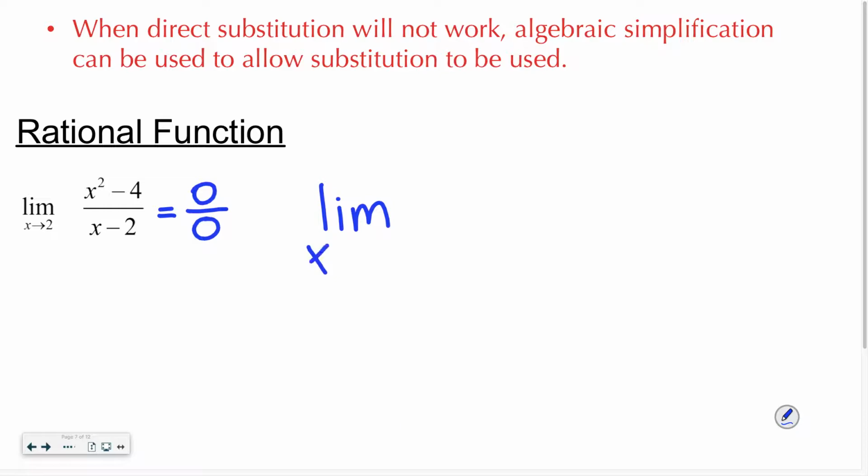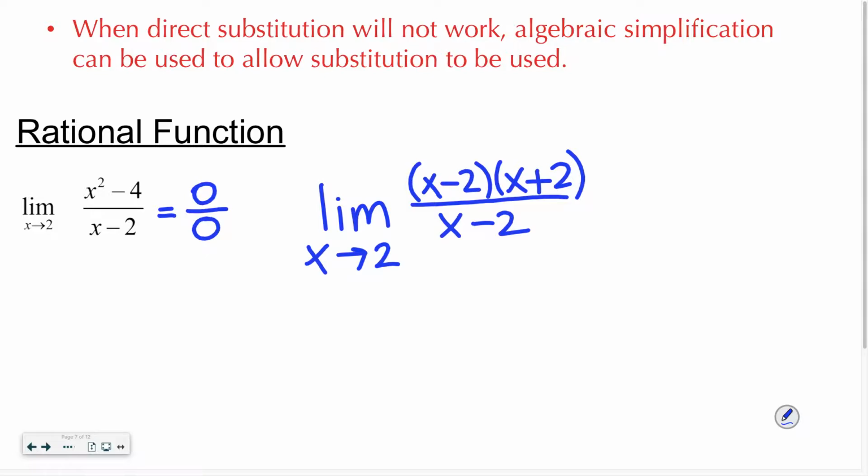Okay? So what is something we can do algebraically? We could factor. Our numerator can factor to x minus 2 times x plus 2. Okay? We kind of talked about this yesterday, right? What happens? We have our x minus 2 factors canceling out, which means what is occurring there? A hole. And if we have a curve with just a hole, we still might be able to calculate the limit, right? Okay, so now we have the limit as x approaches 2 of x plus 2.